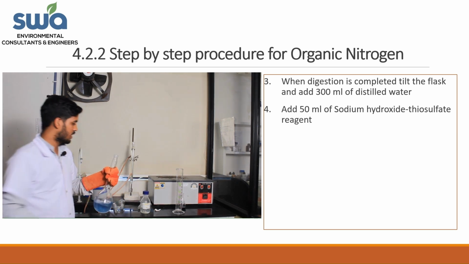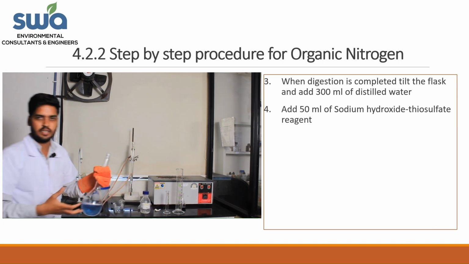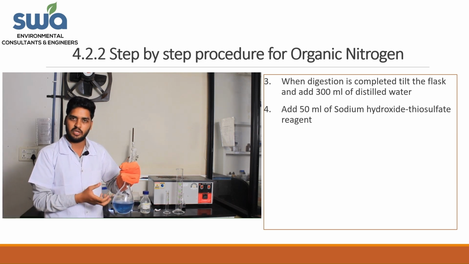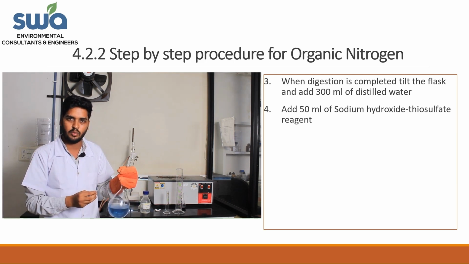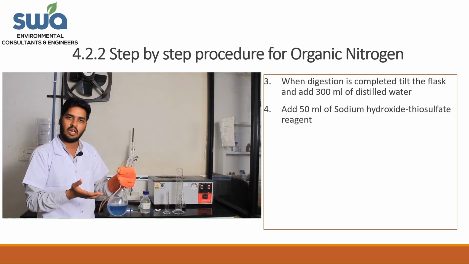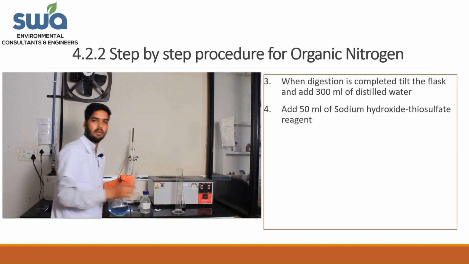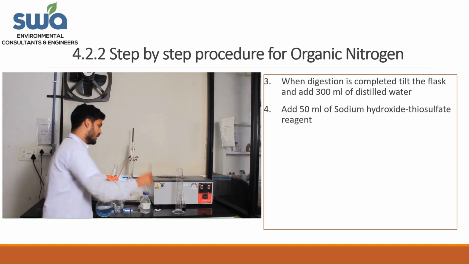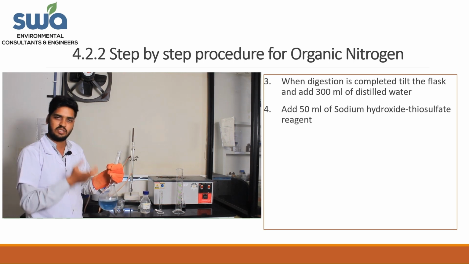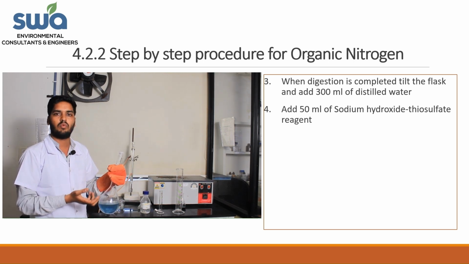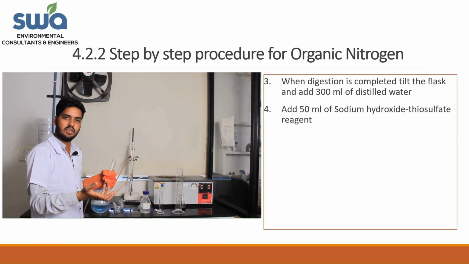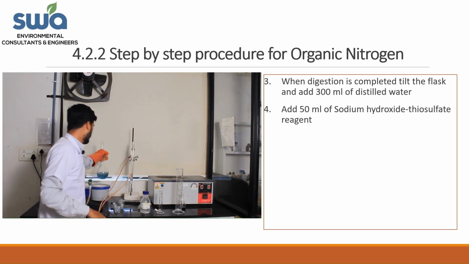Now, this residue, which is the digestate, contains the converted ammoniacal nitrogen. The organic nitrogen is converted into ammoniacal nitrogen, and again we have made this solution alkaline by adding the sodium hydroxide and sodium thiosulfate solution. So again the sample is in alkaline condition. When we distil this, the ammonium form of nitrogen will get liberated, and again it will be collected in boric acid, the same way it was in ammoniacal nitrogen.